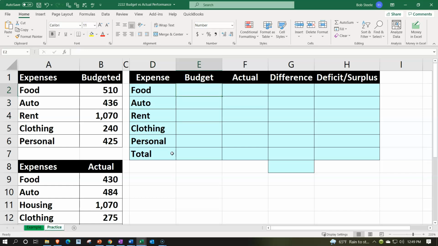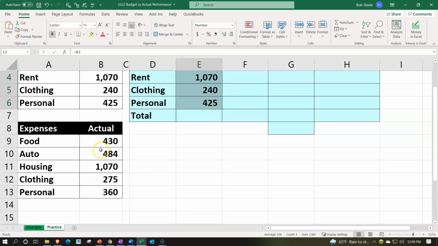Okay, so let's pull in the information. We're just going to say this equals the 510. I'm simply going to copy that down using the good old autofill feature, putting my cursor on the autofill handle, left-clicking and dragging on down. So that's going to be our budgeted information. We've got the same data down here for the actual data. Obviously, the actual data you'd have to find somehow.